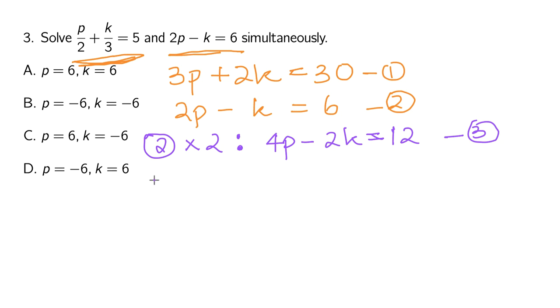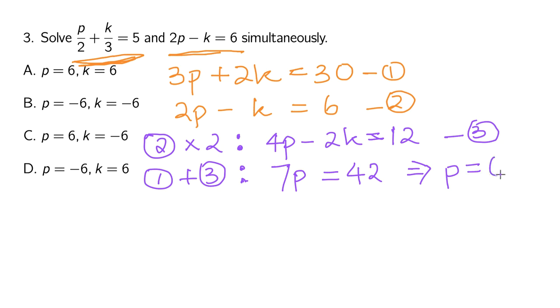So now if you add equation 1 to equation 3, what do you get? You get 3p plus 4p, which is 7p, and then plus 2k minus 2k, that eliminates the k, and then you have 30 plus 12, which is 42. So if 7p equals 42, that implies that p equals 6. So that's the first step.